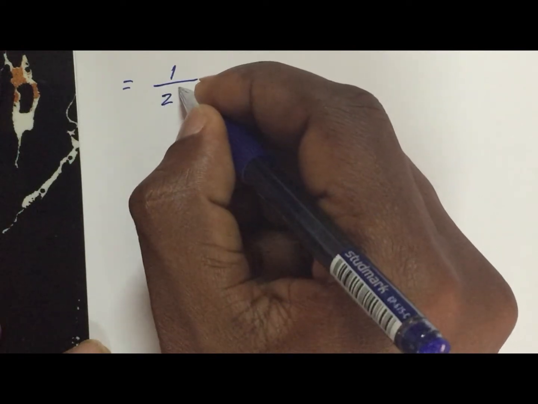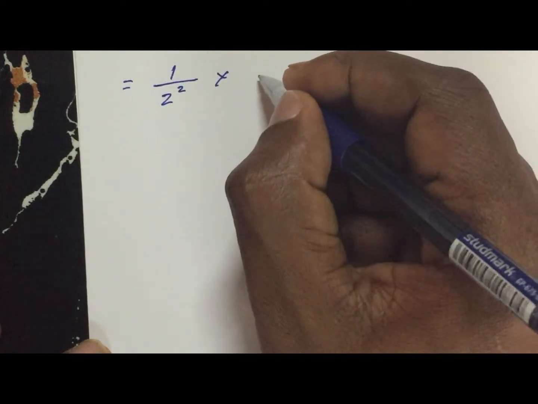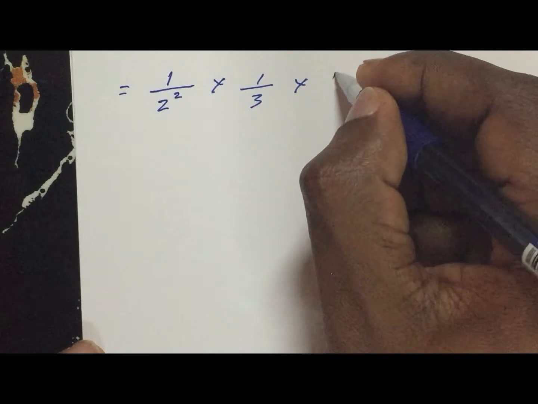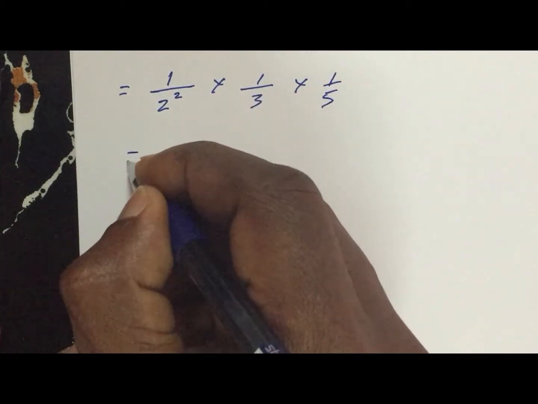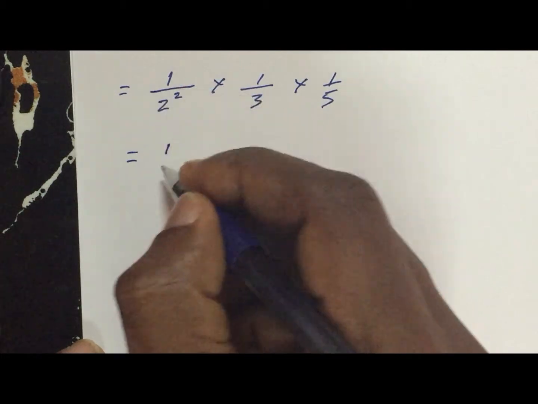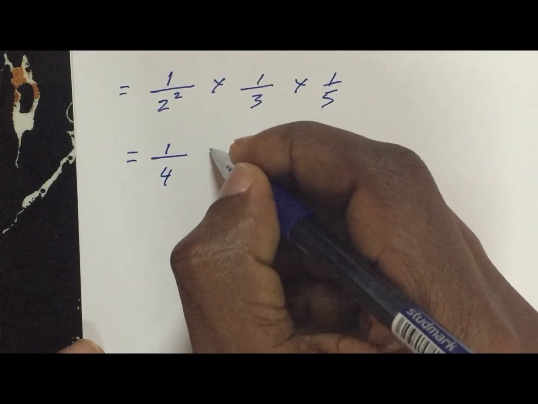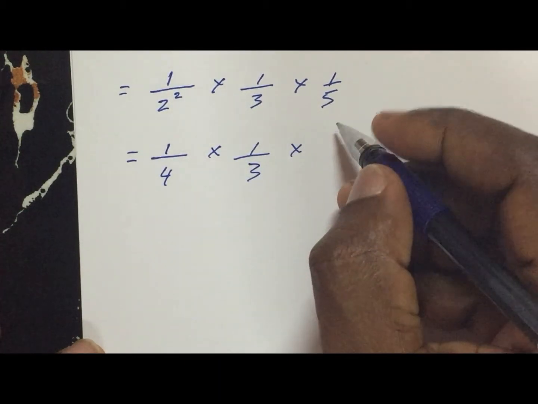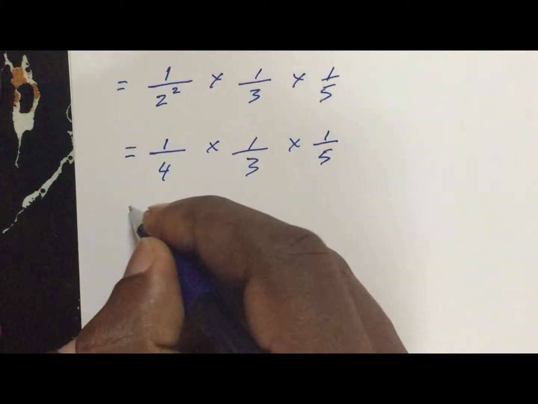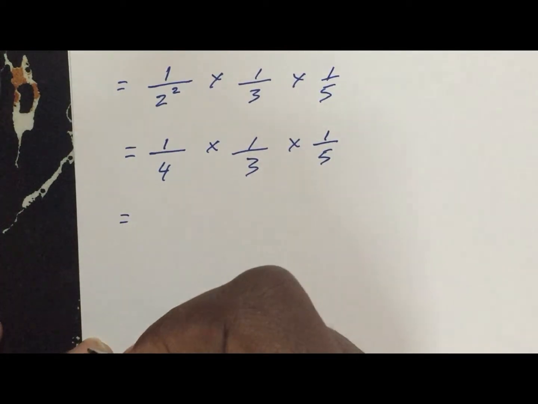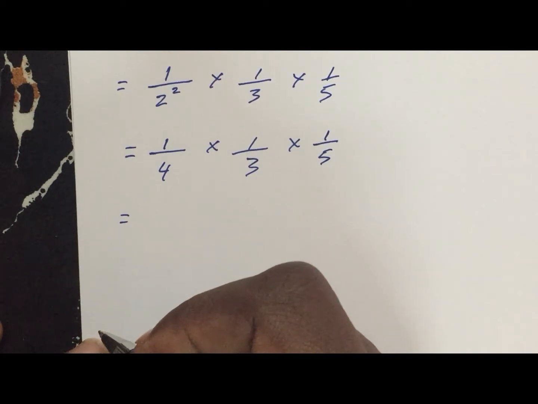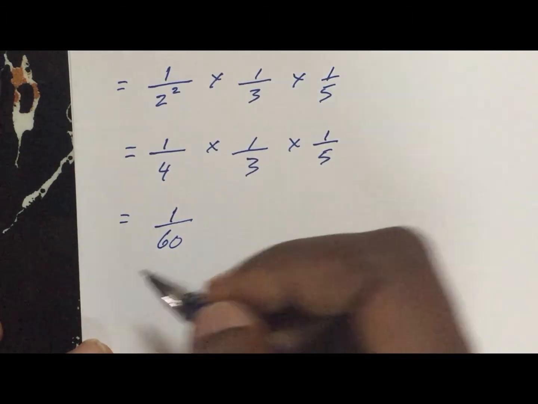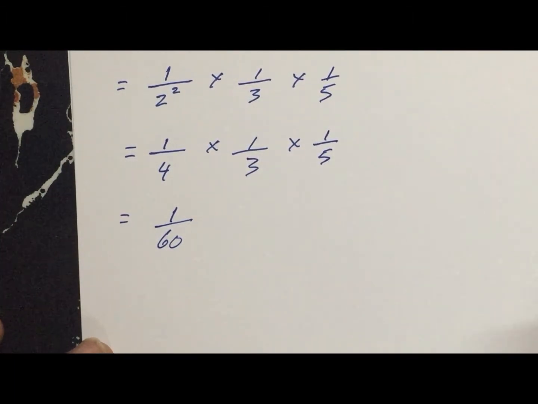So the next step will give us 1 upon 2 squared times 1 over 3 times 1 over 5, correct? And that equals, further simplifying, 1 upon 4 times 1 upon 3 times 1 over 5. That will give us, come on, I know you can do it, 1 upon 60. And there it goes. That is the solution for lucky number 2.